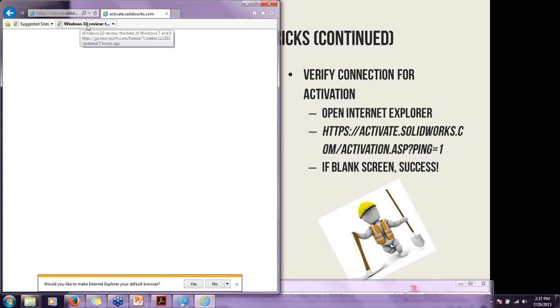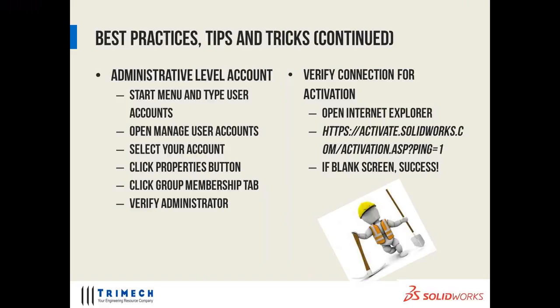If you get anything else, you're not going to be able to activate because something within your network is blocking the access to that particular location at SolidWorks. So it could be an antivirus, it could be a firewall, it could be a network, it could be a lot of different possible options here. So verify the connection for any kind of activation.